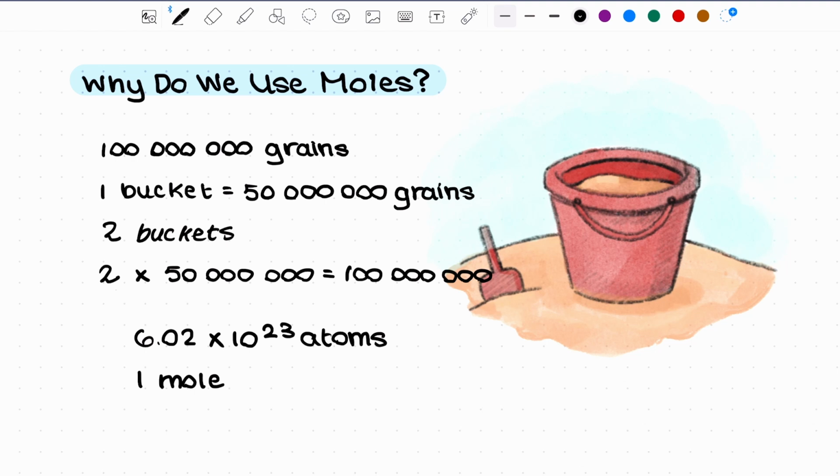So now that we've talked about this, let's do some example problems that actually involve chemistry so that we can see how these all tie together.